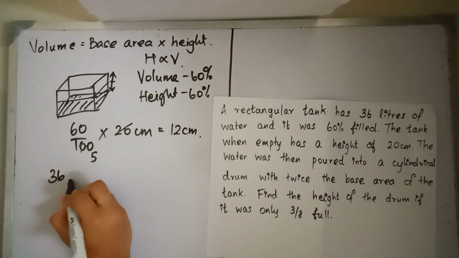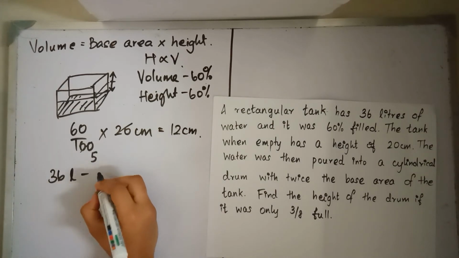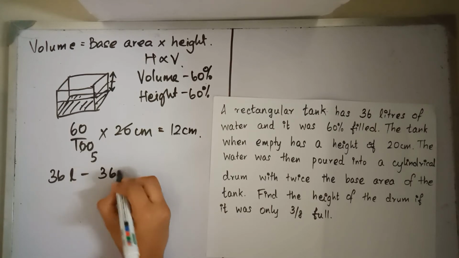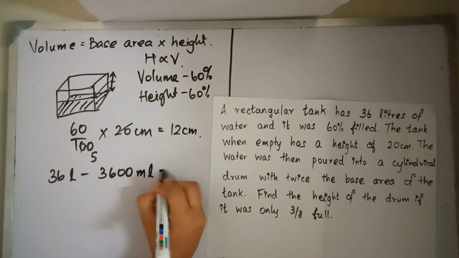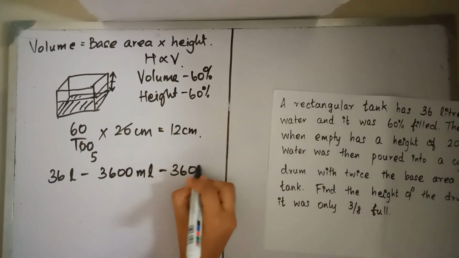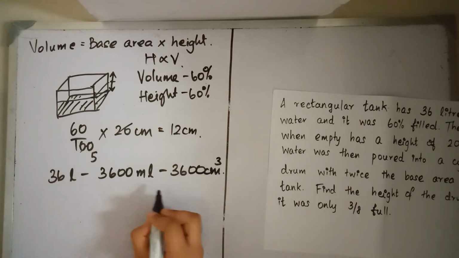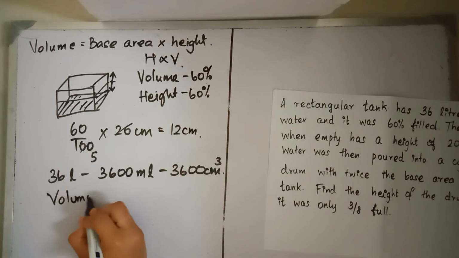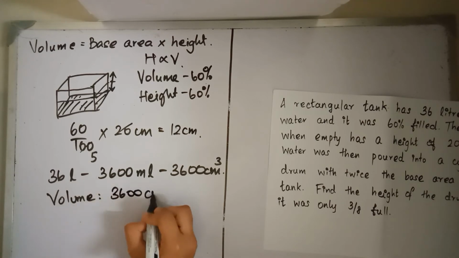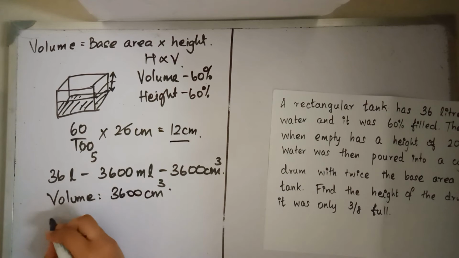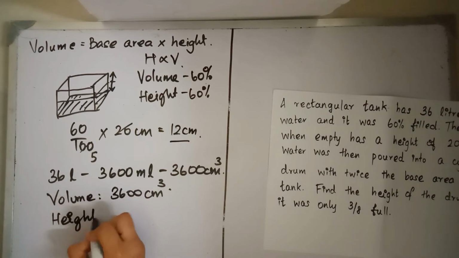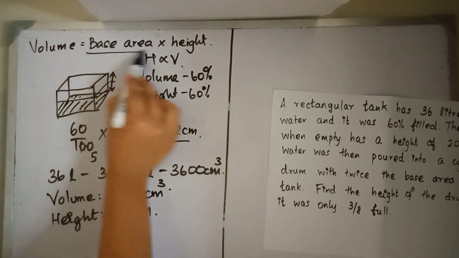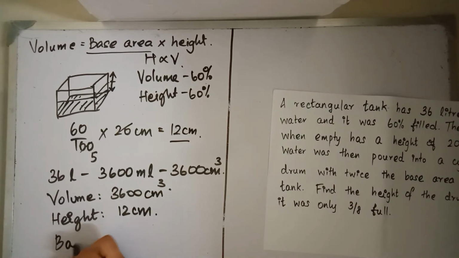Now 36 liters in terms of cm cube can be written as 3600 ml, and that is equal to 3600 cm cube. So this is the volume. We have the volume. We also have the height, which is 12. So with these two pieces of information, we can find the base area. Base area will be equal to volume by height.